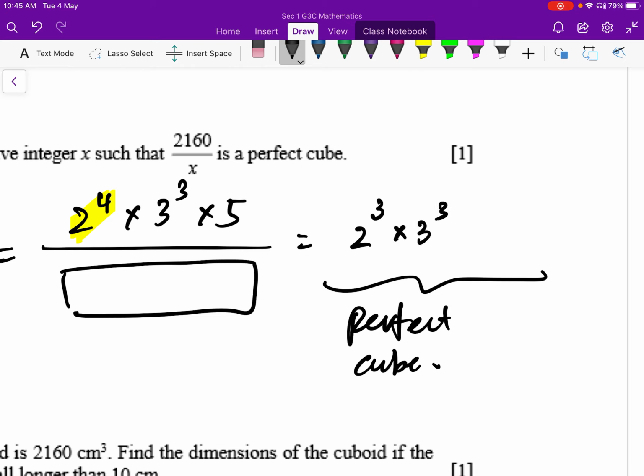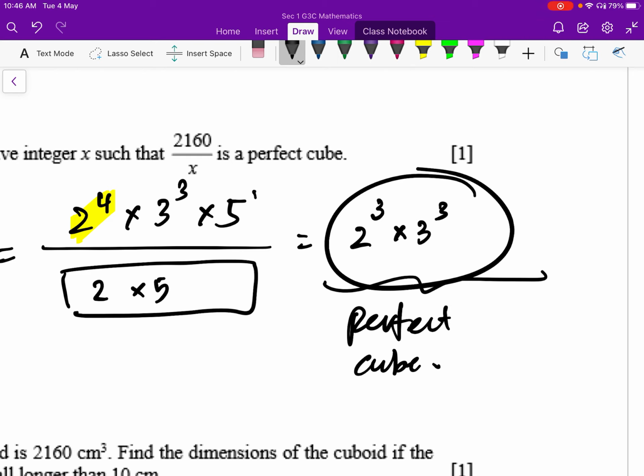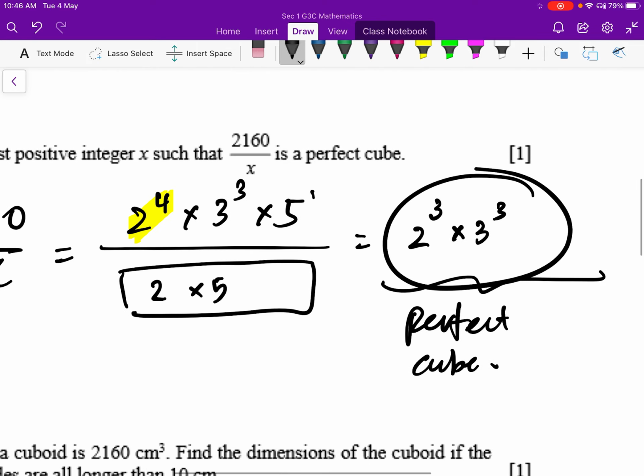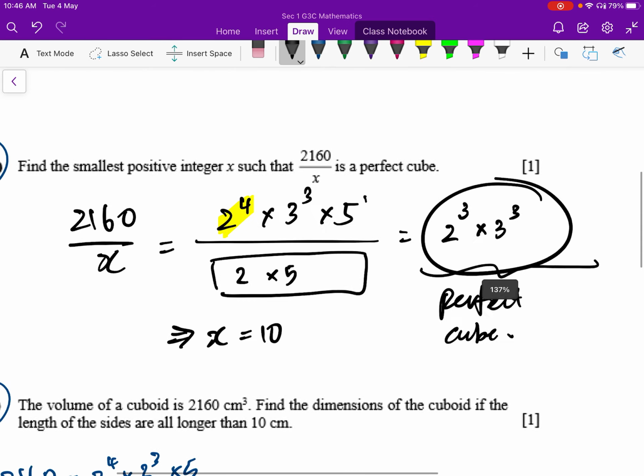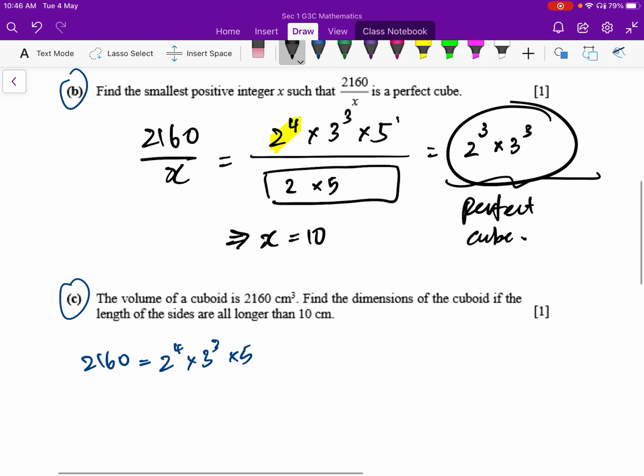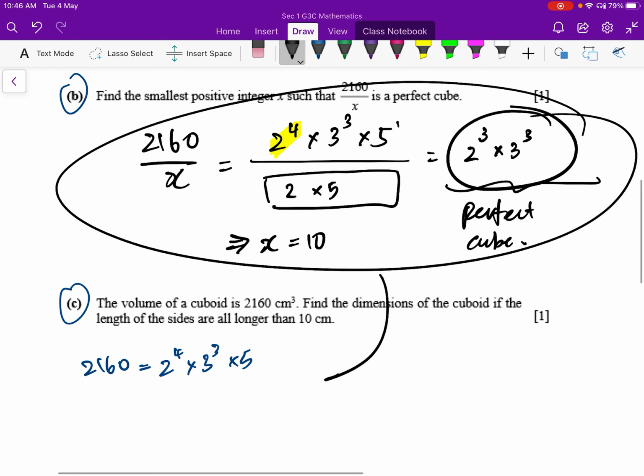What about 5? 5 has a power of 1. 5 power 1 is not a perfect cube. I need to bring the power down. Down to what? Down to 0. So this is what I expect as my perfect cube. How do I get there? I need to divide by 2 to bring the power from 4 to become power 3. I need to divide by 5 of power 1. I don't bother writing power 1. I need to divide by 10. X equals to 10. Okay? Now this is for part C.